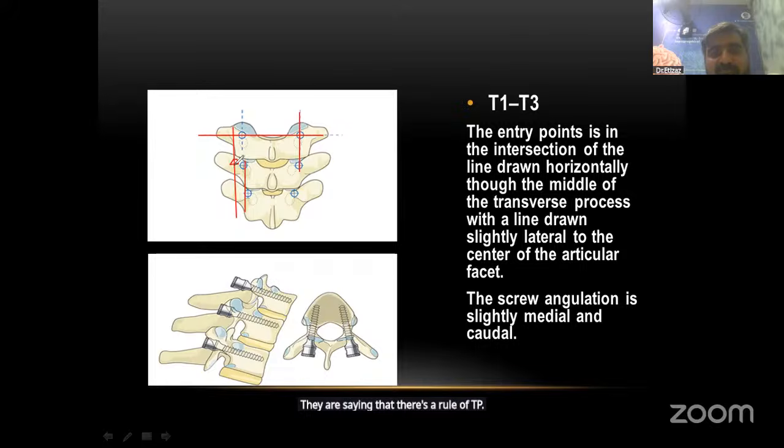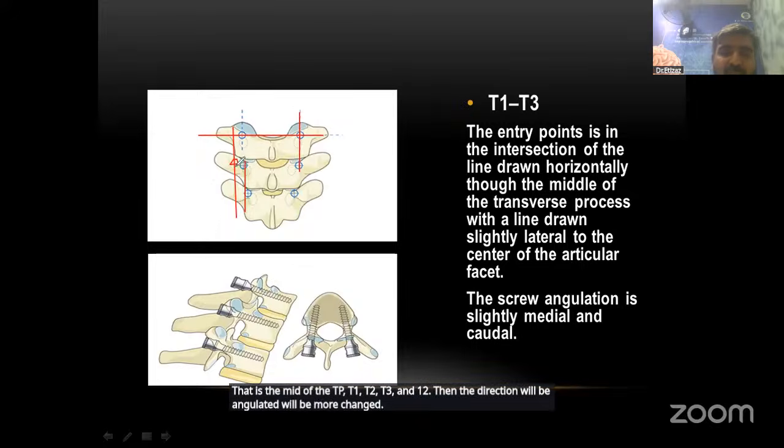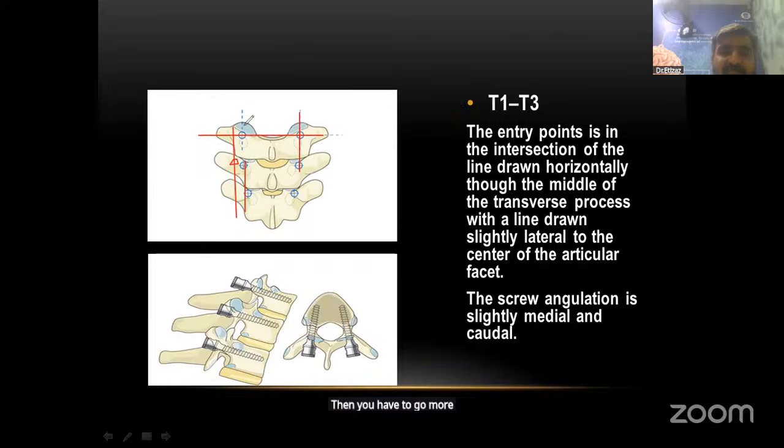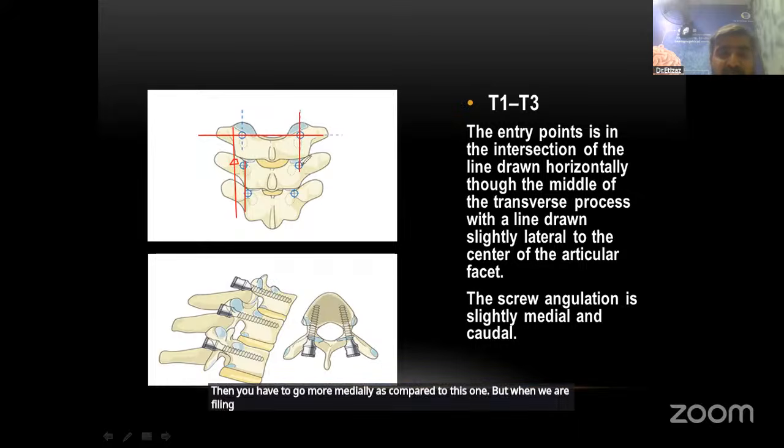This is the second point. But when you are following this rule of TP, that is the mid of the TP, for T1, T2, T3, and T12, then the direction will be angulated, will be more changed. Then you have to go more medially as compared to this one. But when we are following these landmarks, our direction will not change, our trajectory will not change, because we are already at the level of, you can see, the same trajectory over there.